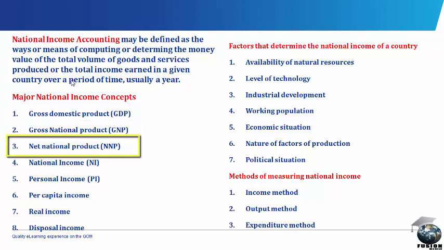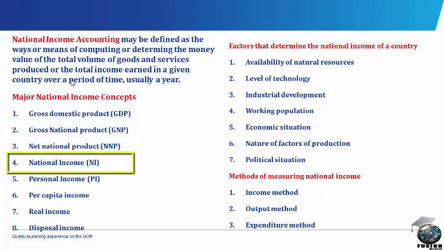The net national product. The NNP, or net national product, may be defined as the difference between GNP and the depreciation that occurred in the period under review. That is, GNP minus depreciation is equal to NNP. The deduction made from a country's fixed capital as a result of wear and tear is what is known as depreciation. The national income. National income may be defined as the total monetary value of all goods and services or the total income earned in a given country over a period of time, usually a year.